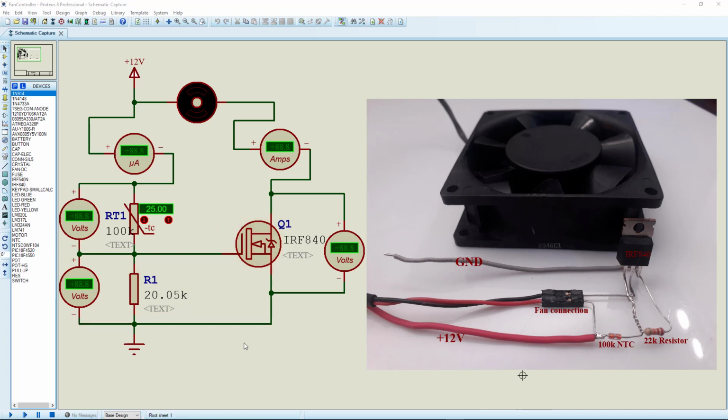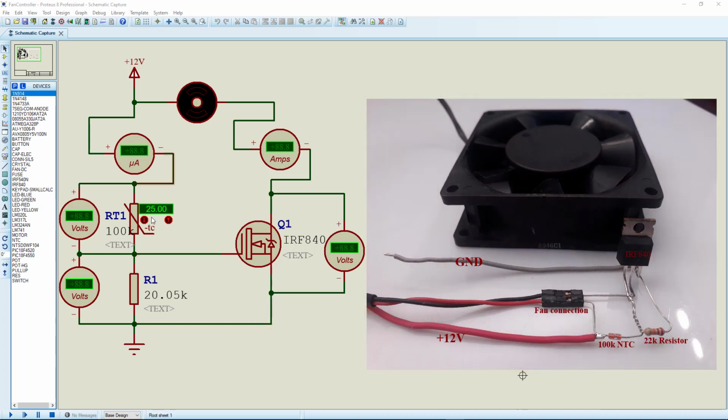Now how do you find R1? How do you get that value of R1? That's what we're going to see in this tutorial. So stay tuned, make sure you watch all the tutorial and you don't miss anything, because this is very important.